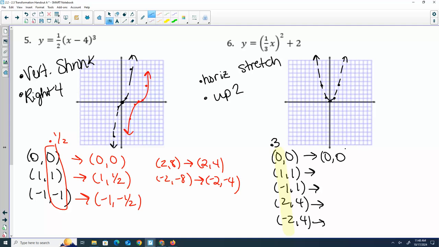So we get 0, 0, 3, 1, negative 3, 1, 6, 4, and negative 6, 4 if you did those extra points. Then we take each of those, we move them to the new points, and then we go up 2. So I have 0, 0, didn't go anywhere, and then up 2. 3, 1, up 2. Negative 3, 1, up 2. 6, 4, up 2. And negative 6, 4, up 2.